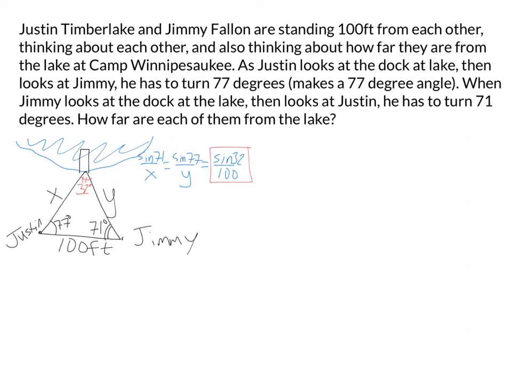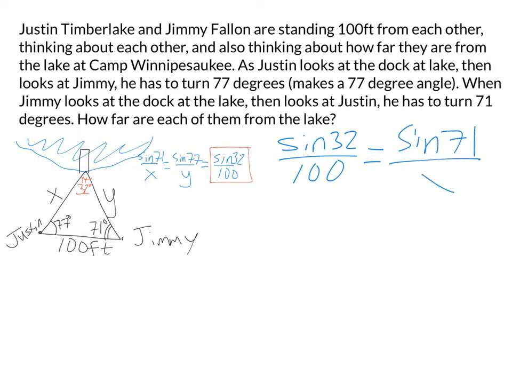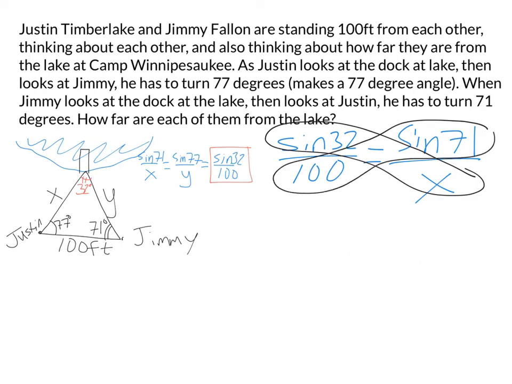Okay, so my sine of 32 over 100, and I'm going to solve for x first. So I'm just going to put sine of 71 over x. Now what I can do is I can cross multiply these two. So I'll have x times sine of 32 and 100 times sine of 71. Okay, so 100 times sine of 71 is equal to x times sine of 32.